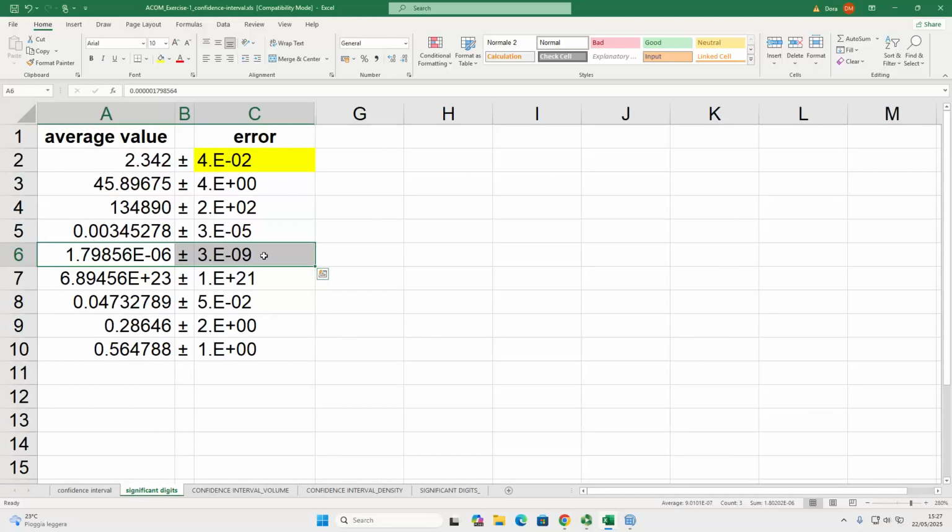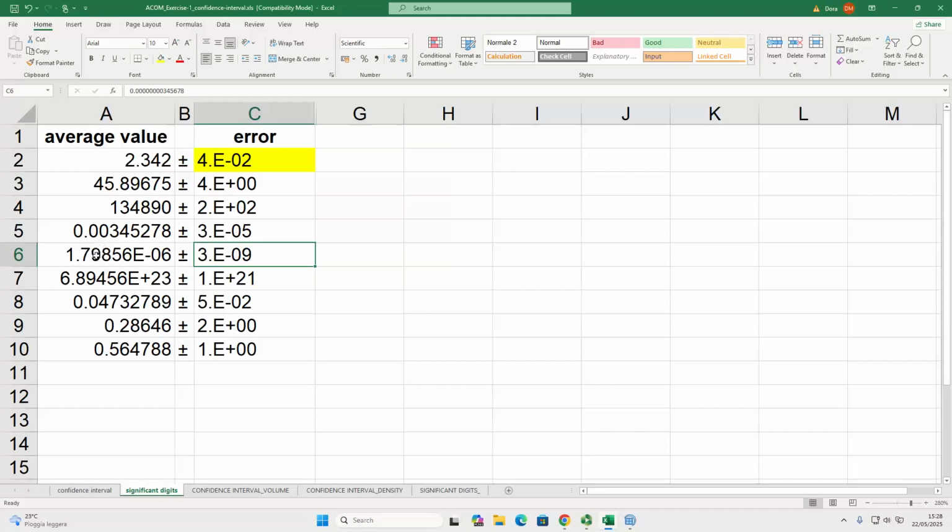Line 6. The order of magnitude of the error is 10 to the minus 9. Okay? In the average value, this digit 1 is in the order of magnitude of 10 to the minus 6. That is higher than the error. So this number 1 is significant. This number 7 is in the order of magnitude of 10 to the minus 7, which is higher than 10 to the minus 9. So this number 7 is significant.